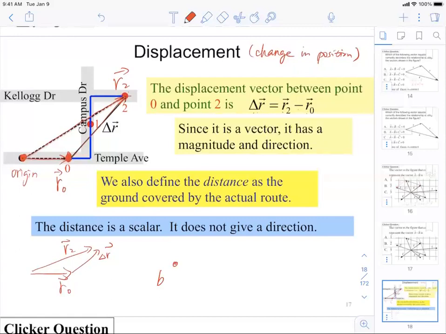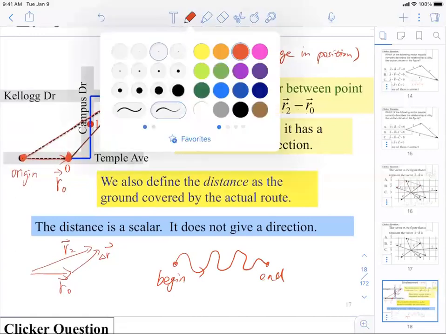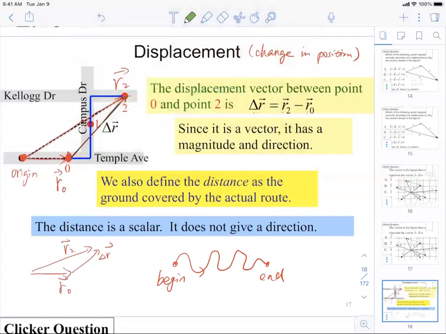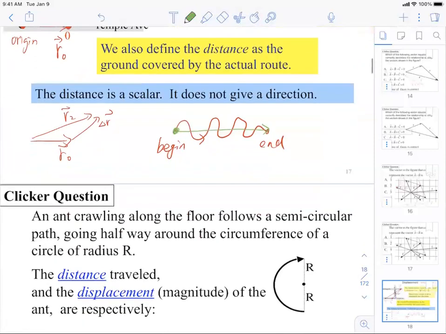So if this is your beginning and this is your end, and you zigzag from beginning to end, this is your distance. But displacement doesn't care about your actual route. It only cares about the straight line from the beginning to the end, and that is the magnitude of your displacement. So be careful: distance and displacement are actually different.